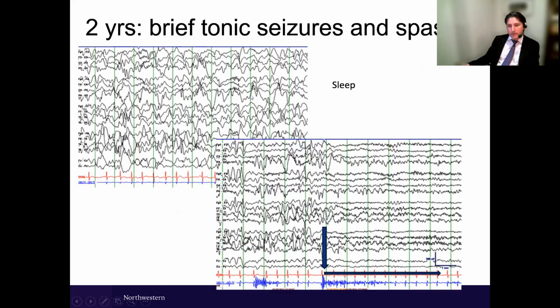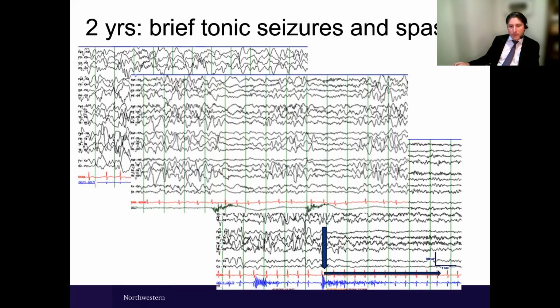I put this EEG background in between seizures so you can see a little better how it changes. At the time that there's a clinical change in the child, you can see that there's a change in the EEG, which is fairly subtle, but you can see that it gets relatively flat. And there are some faster frequencies as well.